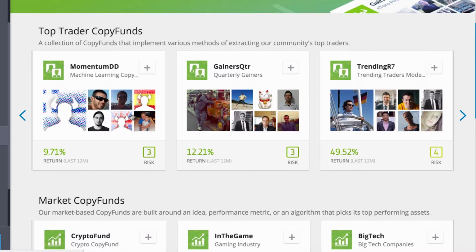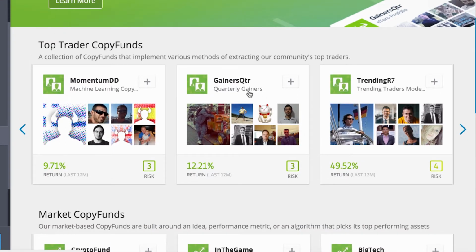So let's say these ones here, top trader copy funds. What these ones have done is these are funds full of people you can copy. Normally when I go to copy someone, I find someone I like, Jay, I think, wow, Jay's really good, I'm going to copy him. I like his statistics, I see what he's trading, I'm going to copy him with this amount of money. What they've done here is they've made funds out of groups, okay?